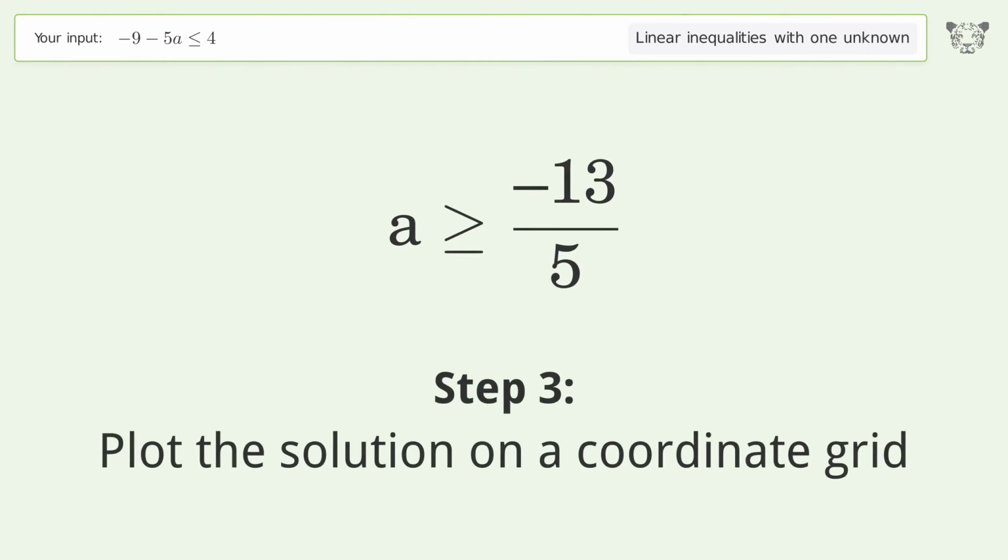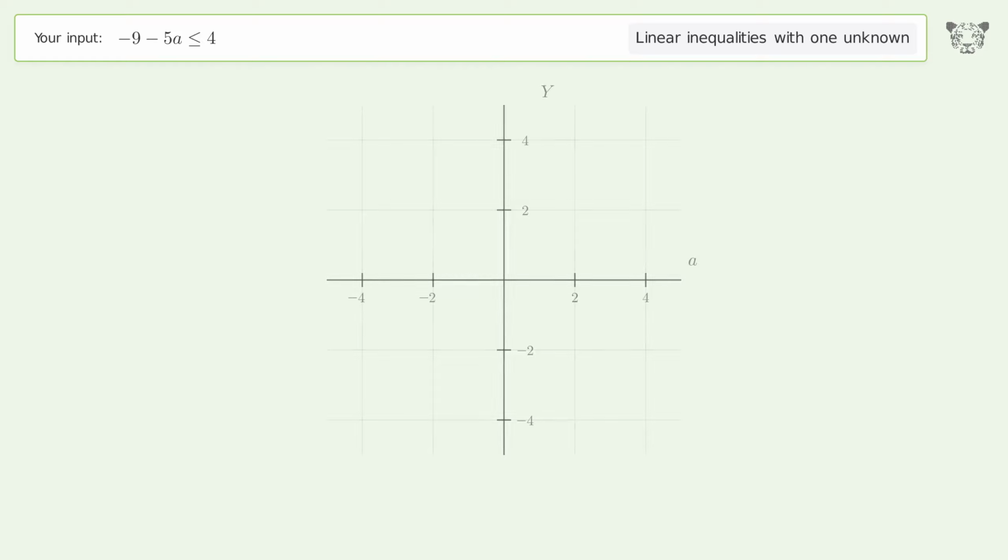Plot the solution on a coordinate grid. And so the final result is a ≥ -13/5 ≥ -23/5.